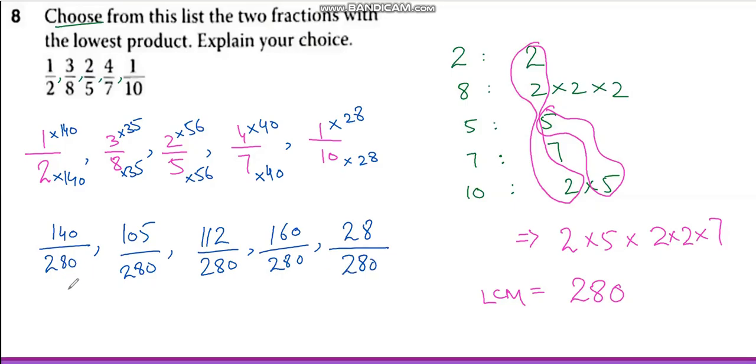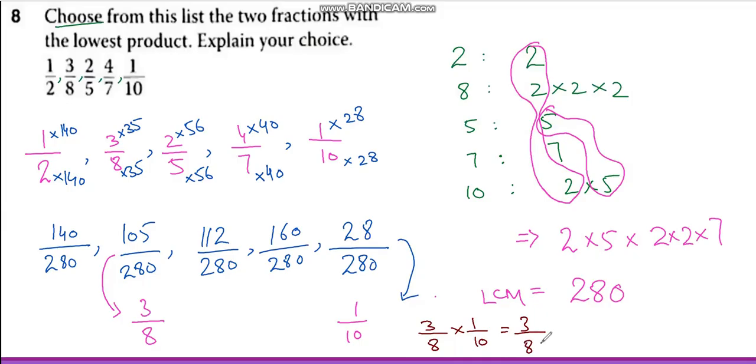So amongst these fractions, the smallest fraction is 1/10. I'm writing the fractions in their original form. Basically, 28 over 280 is the smallest one, so in its original form, it is 1/10. And also 105 over 280 is another smaller fraction compared to the remaining ones, so in its original form, it is 3/8. So these are the two smallest fractions amongst these. Now if we take the product of 3/8 and 1/10, we get 3/80. So this is the smallest product that we can get.